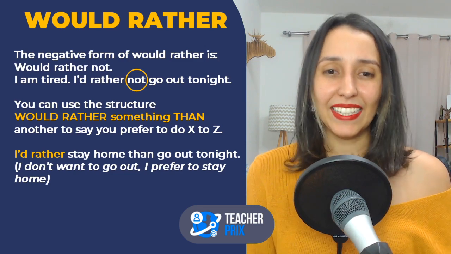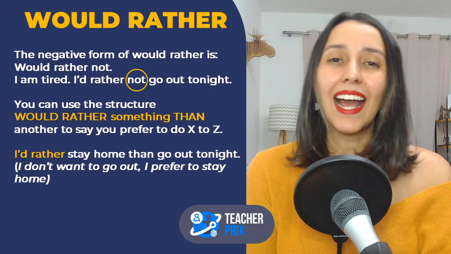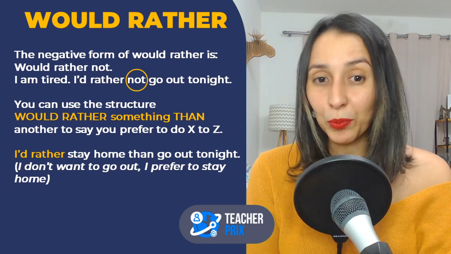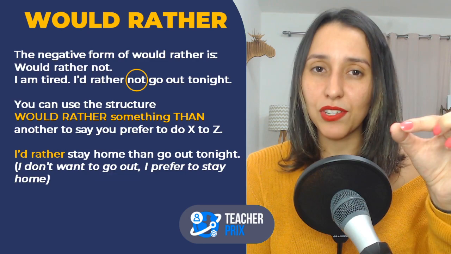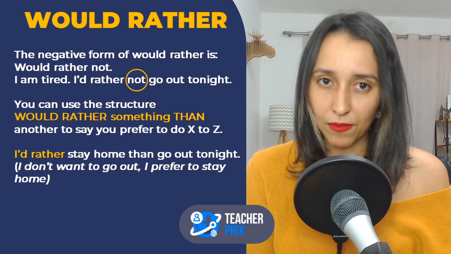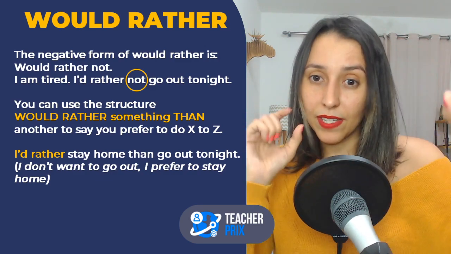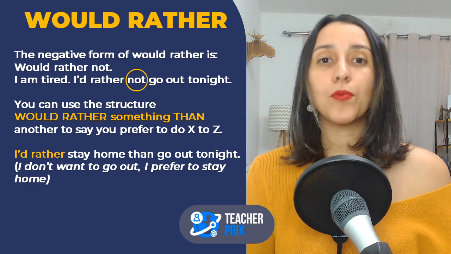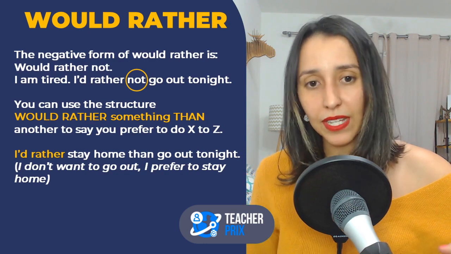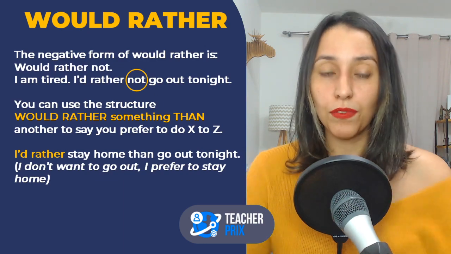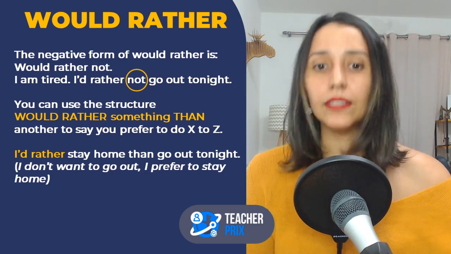So that's the idea, okay? Now, one important thing here that I think I didn't mention. I can say I'd rather stay home than go out tonight. That's possible. Here, the structure is a little different because I'm not using prefer, I'm using rather. So in this case, since you asked, Janaína, I separate them because here I'm not using prefer. So I would rather stay home than go out.